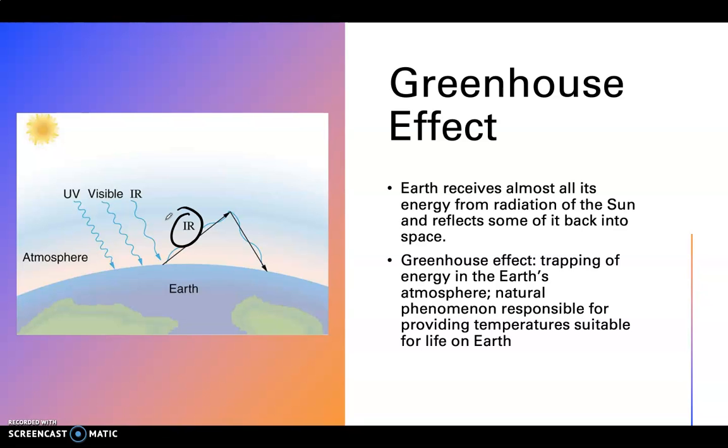This is a natural phenomenon. It's occurred since we've had an atmosphere, and it provides suitable conditions for life on Earth. These temperatures are suitable for life, so this is very important. This also happens on another planet, I believe, Venus. Venus has a very high temperature because its atmosphere is able to trap a lot of this energy. This is just the last thing I wanted to talk about.